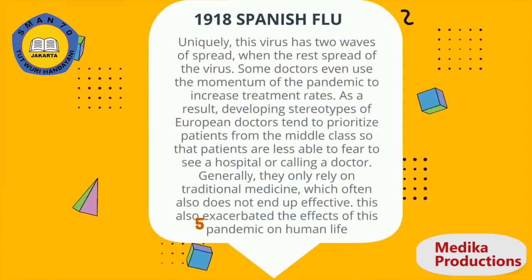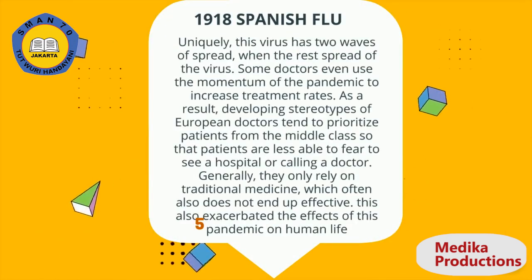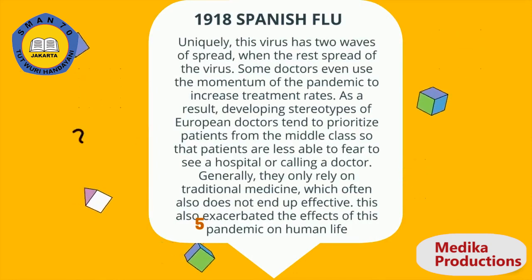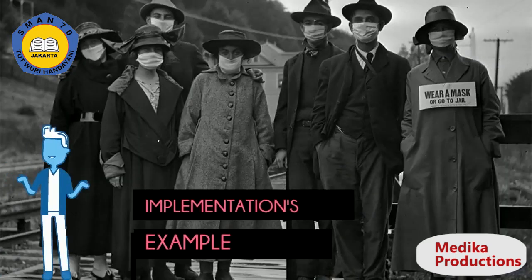When the virus spread, some doctors even used the momentum of the pandemic to increase treatment rates. As a result, stereotypes developed of European doctors prioritizing patients from the middle class, so that patients were afraid to go to a hospital or call a doctor. Generally, they only relied on traditional medicine, which often also was not effective. This also exacerbated the effect of this pandemic on human life.